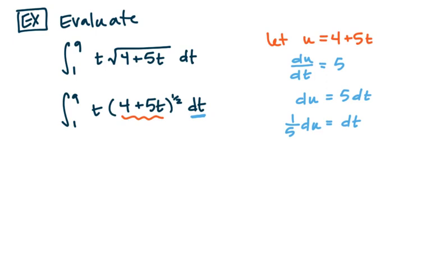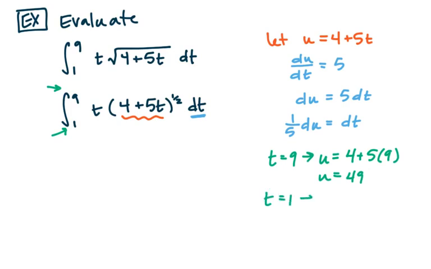I'm going to go ahead and change my bounds while I'm doing this as well. So notice these two bounds, 1 and 9, are in terms of t. If t equals 9, then u would be 4 plus 5 times 9, which is 49. 45 plus 4 is 49. And if t is 1, then u equals 4 plus 5 times 1, or u equals 9. So let's look at what we have. We have the integral from 9 to 49.